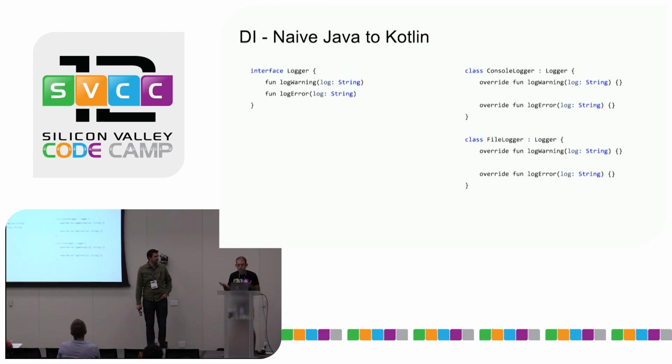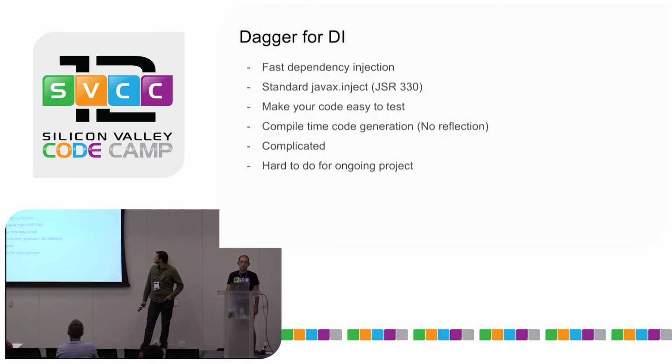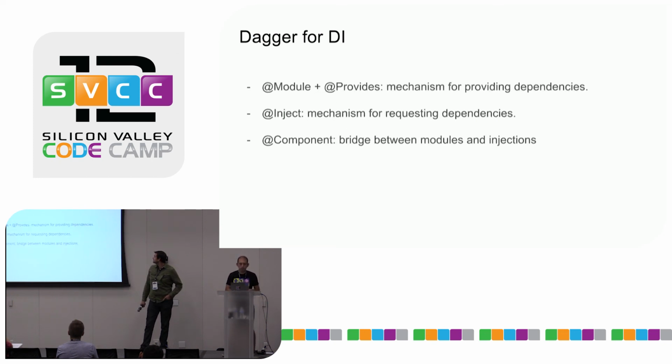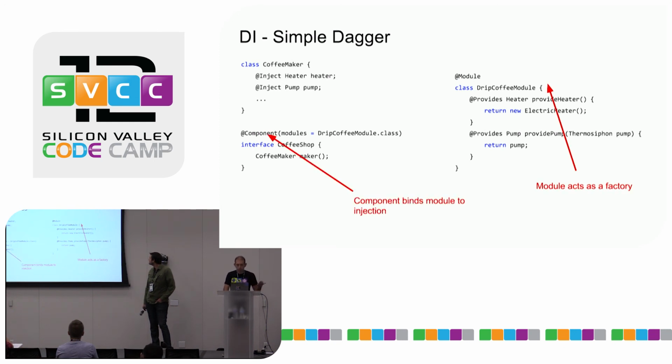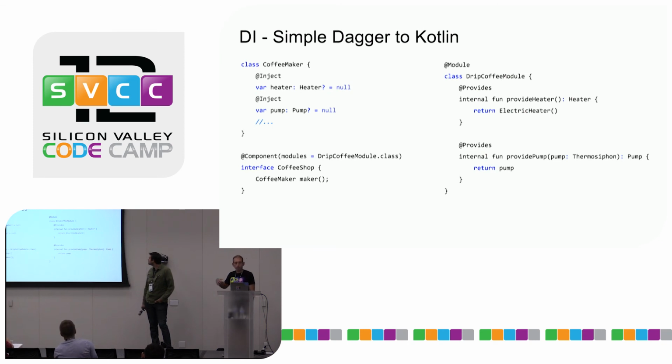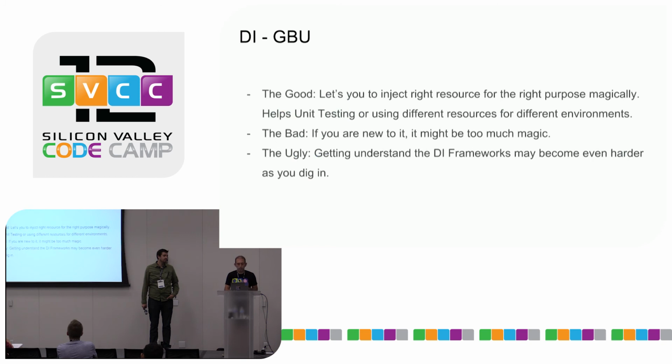If we convert it to Kotlin, it's again much the same, as expected. The real fun starts with Dagger. I won't go much into Dagger, but we have module provides, which provides dependencies, inject, which requests dependencies, and component, which bridges both together. This is a very simple Dagger example from the Dagger website. If you like it, go to the Dagger site and you will see the same example in much more detail. Here we have the module, which provides the heater and pump, the coffee maker, which needs those resources, and the component interface, which binds them together. The module acts as a factory, and the component binds the two. If we convert this to Kotlin, it's again much the same code, nothing really interesting.